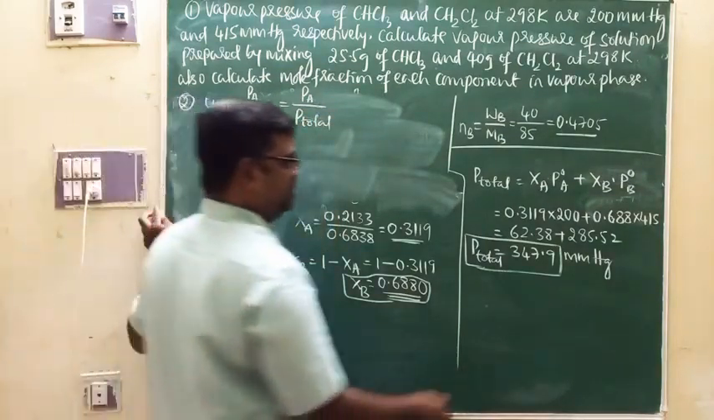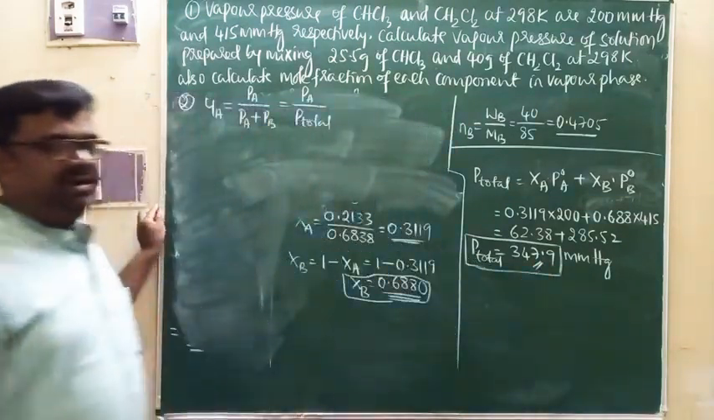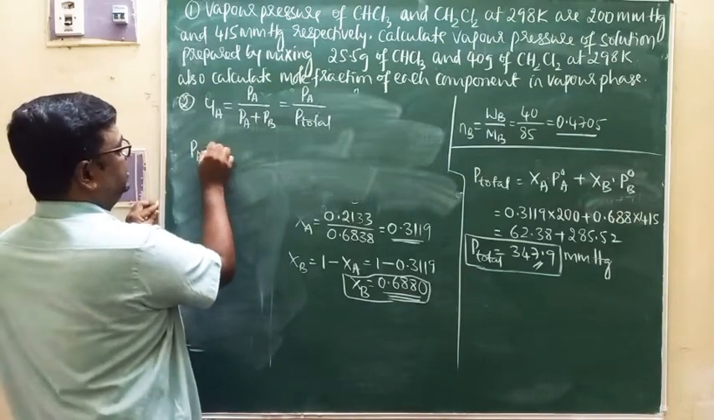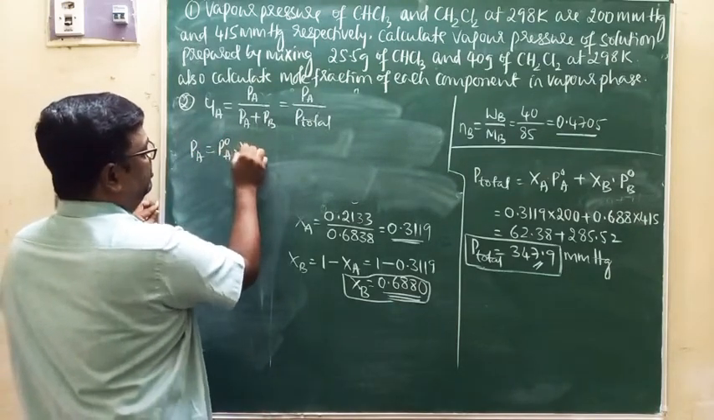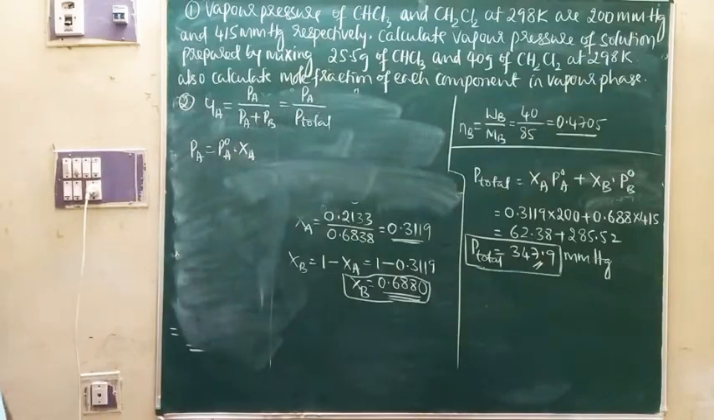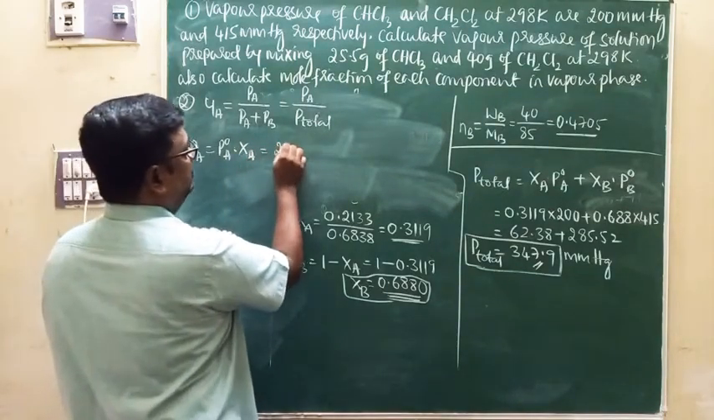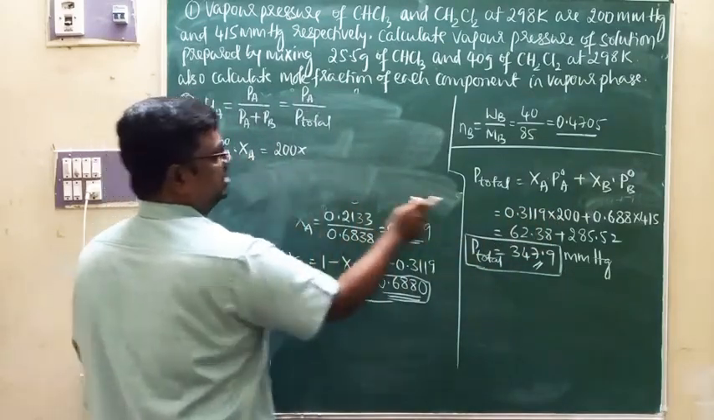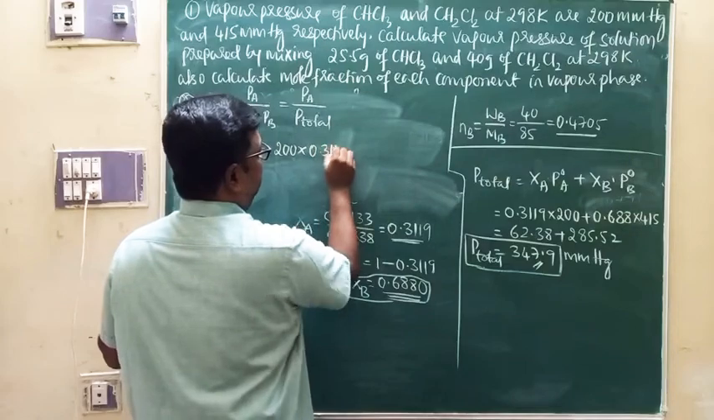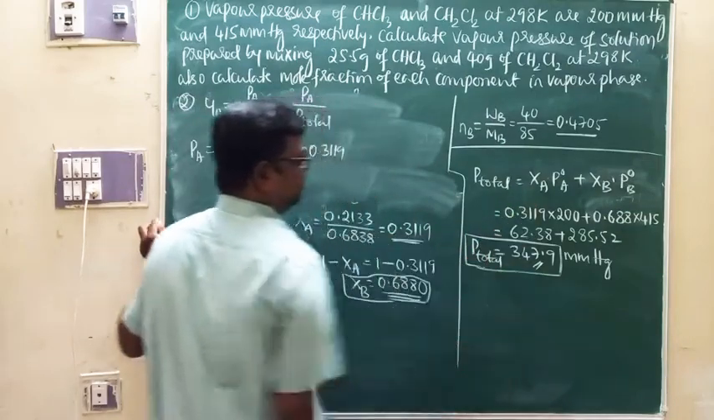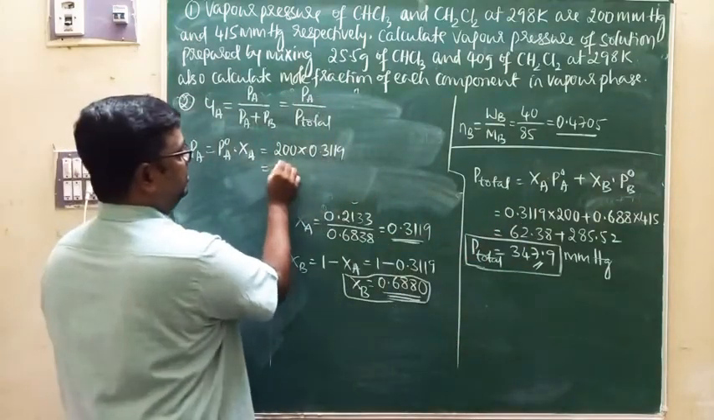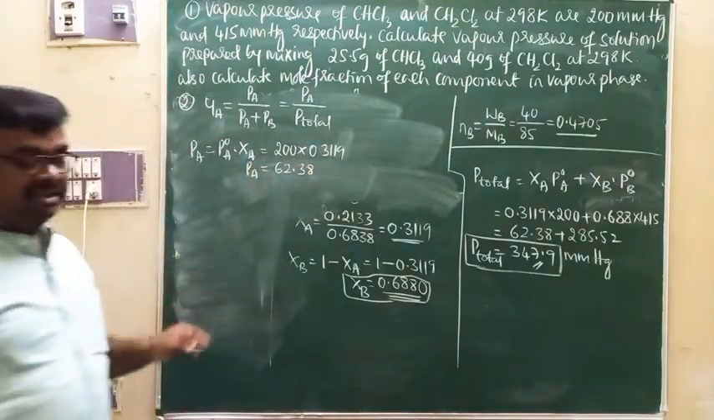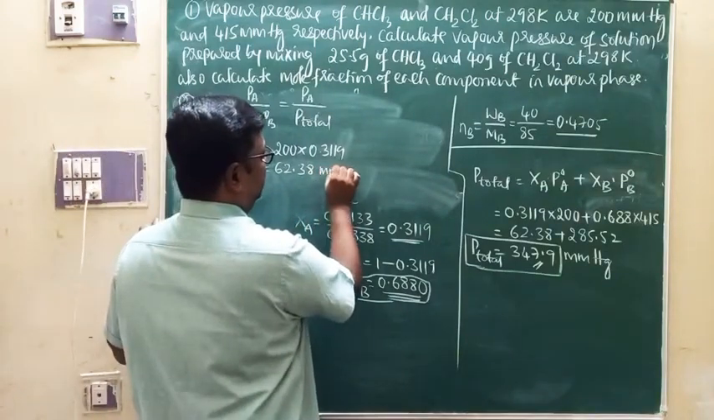You already know P total, which is 347.9 millimeters of mercury. You should calculate PA, which is equal to P naught A into XA. P naught A is 200, and XA is 0.3119, which you already calculated. That comes out to 62.38. This is what we call PA, in terms of millimeters of mercury.